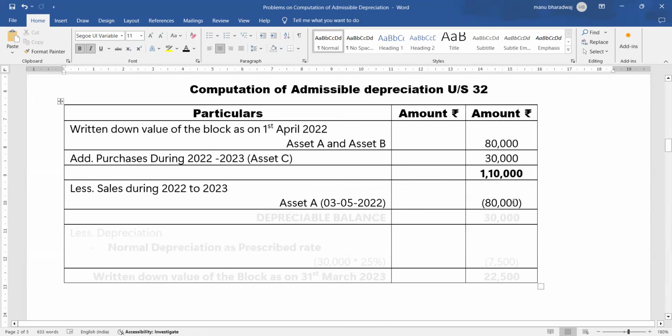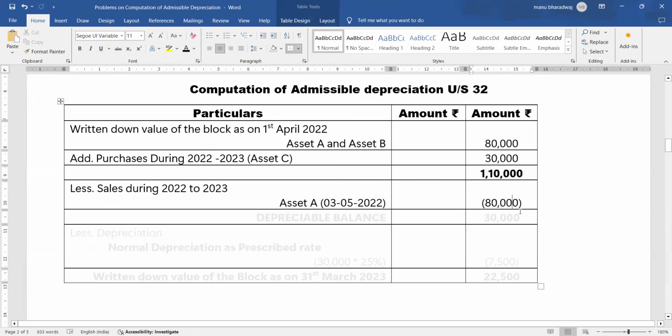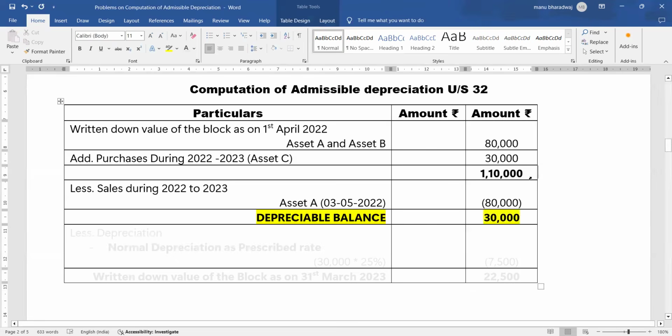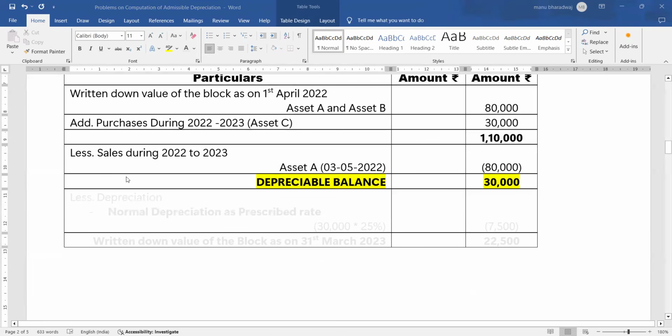Now from 1,10,000, if you minus 80,000, you will get 30,000. That 30,000 is our depreciable balance. Now, based on this depreciable balance, we need to charge depreciation. We always calculate depreciation on the depreciable balance.